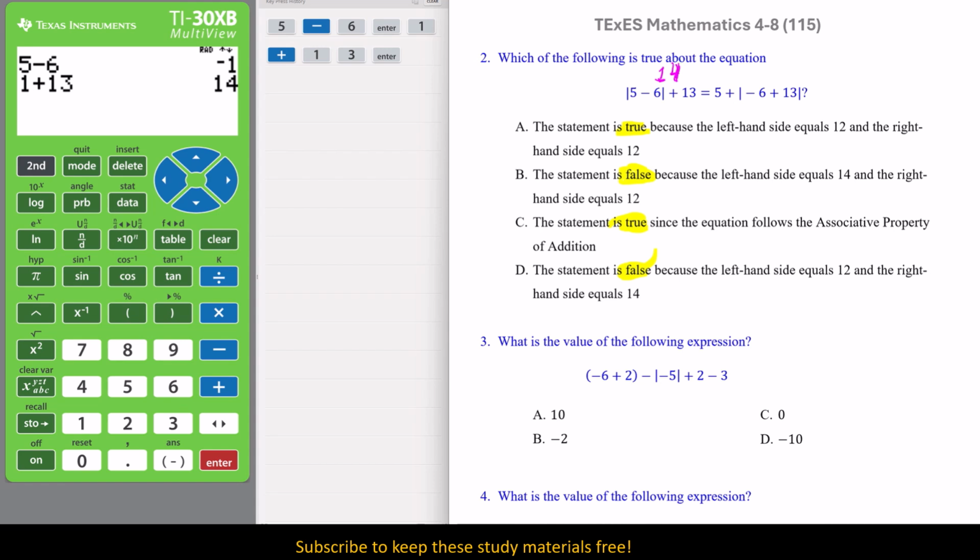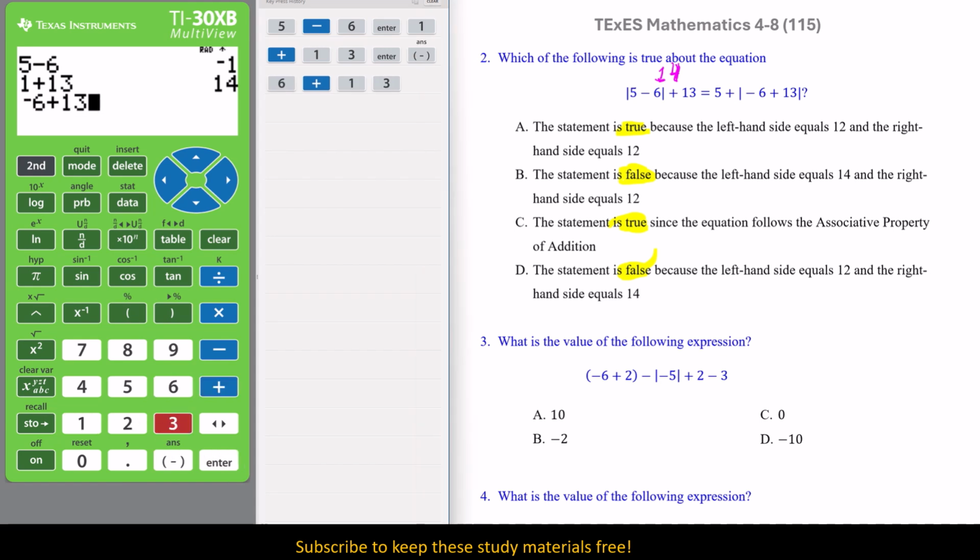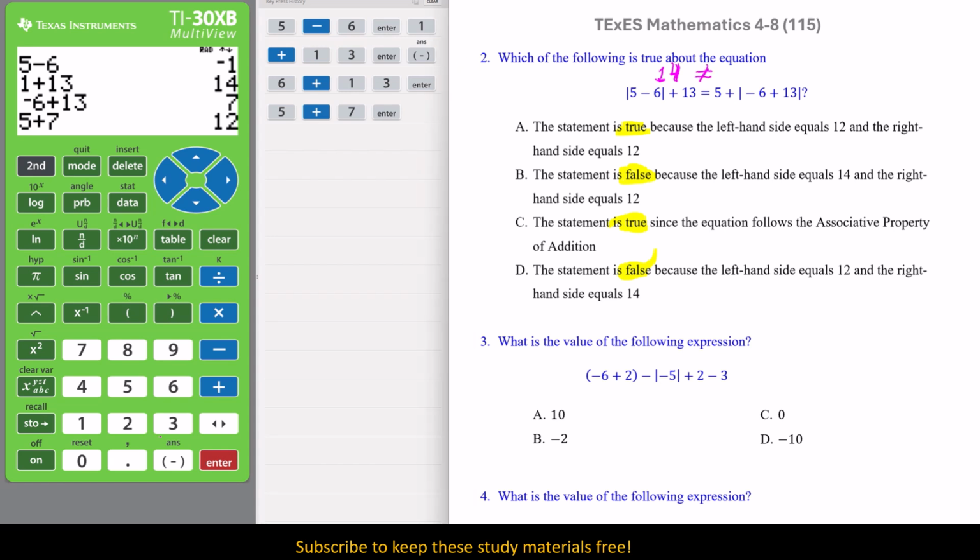Let's see if that's actually equal to the right-hand side. But look at the absolute value first. In the absolute value, we have negative 6 plus 13. That's 7, and the absolute value of a positive number is still the positive number. So we have 5 plus 7 equals 12. That's not going to be equal to 14. So this tells me that our statement is false in the first place.